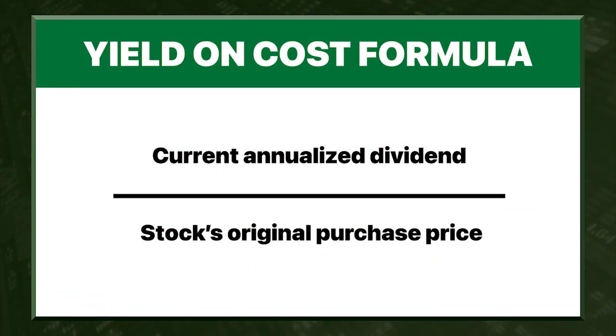Yield on cost is you take the current annualized dividend, and you divide that by the purchase price of the stock when you bought it, whether it was last week or 10 years ago or 1,000 years ago at the beginning of time, whatever. You compare that original price to the current dividend, and that gives you a yield based on that original price. And so if you have a stock that has been growing its dividend, that yield on cost looks larger with the passing of time. Right? That's exactly what it's supposed to do.